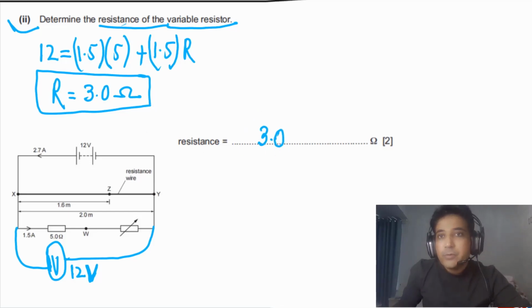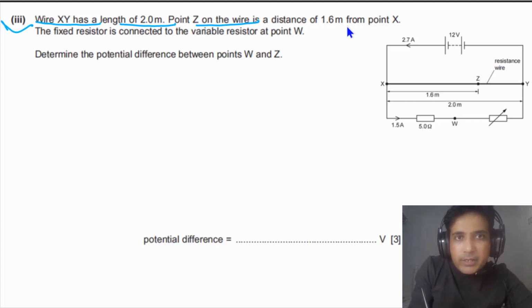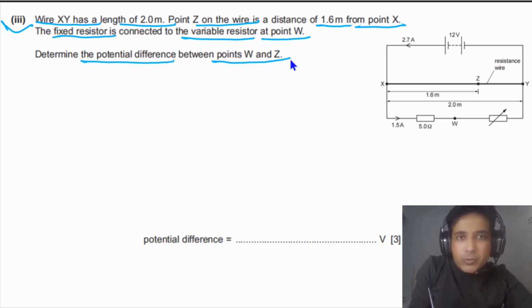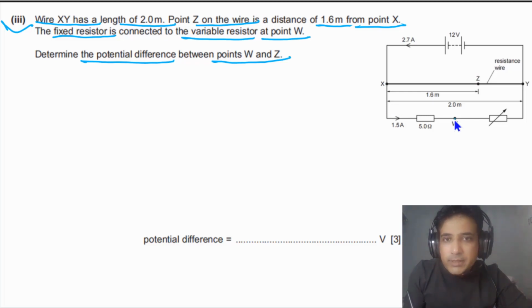Very straightforward question. For the third part, it is given that wire XY has a length of 2.0 meters. Point Z on the wire is a distance of 1.6 meters from point X. The fixed resistor is connected to the variable resistor at point W. We need to find the potential difference between points W and C. A conceptual question, a beautiful question to improve your conceptual understanding of electricity. The question is simply asking us to find the potential difference between these two points.